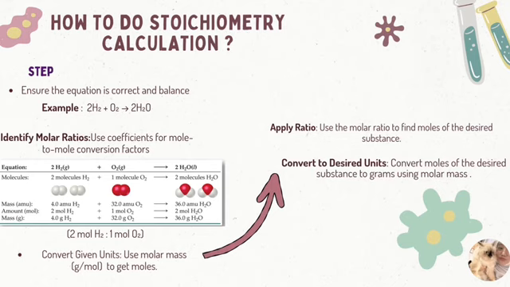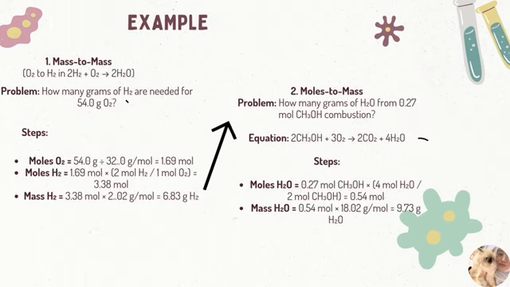Next, we need to convert given units. Use molar mass, grams per mole, to get moles. Then, apply the ratio. Use the molar ratio to find moles of the desired substance. Then, convert to the desired unit. Convert moles of the desired substance to grams. Use molar mass.